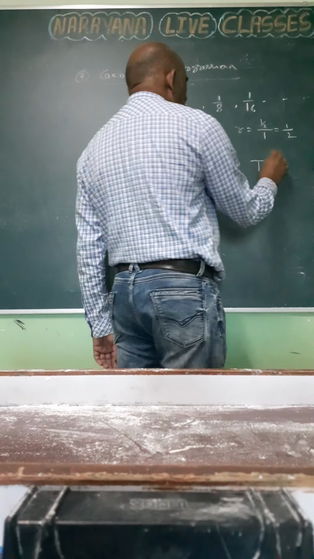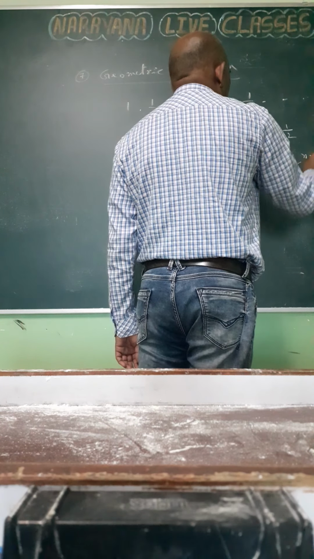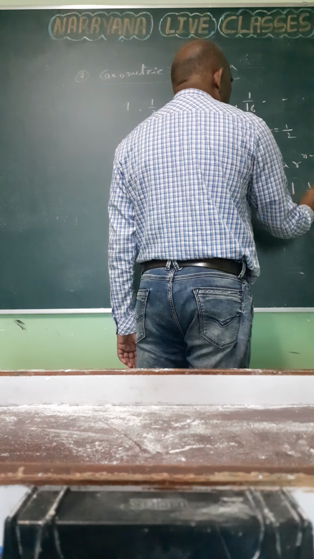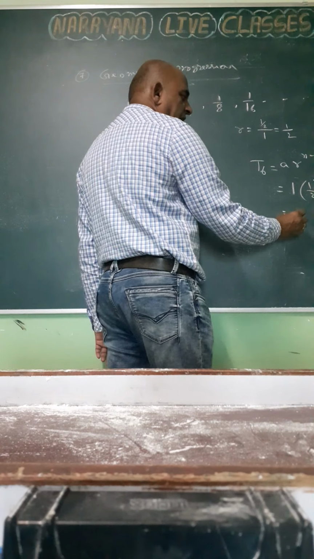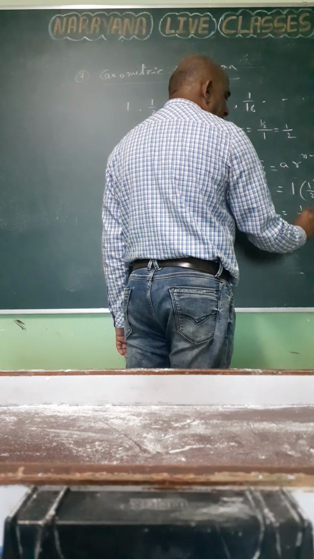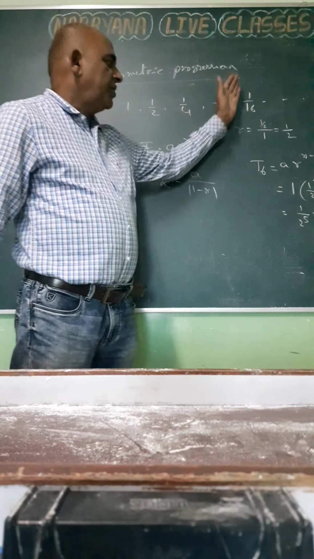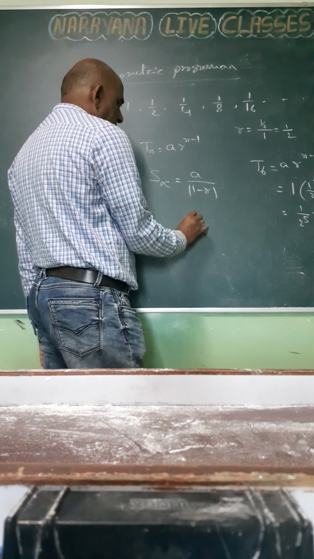Formula: a into r power n minus 1. So that is 1 into r, which means (1/2) to the power 6 minus 1, that is 6 minus 1 means 5. So (1/2) power 5 is 1/32. 1/8, 1/16, 1/32. Correct. Sum of infinity terms is required.